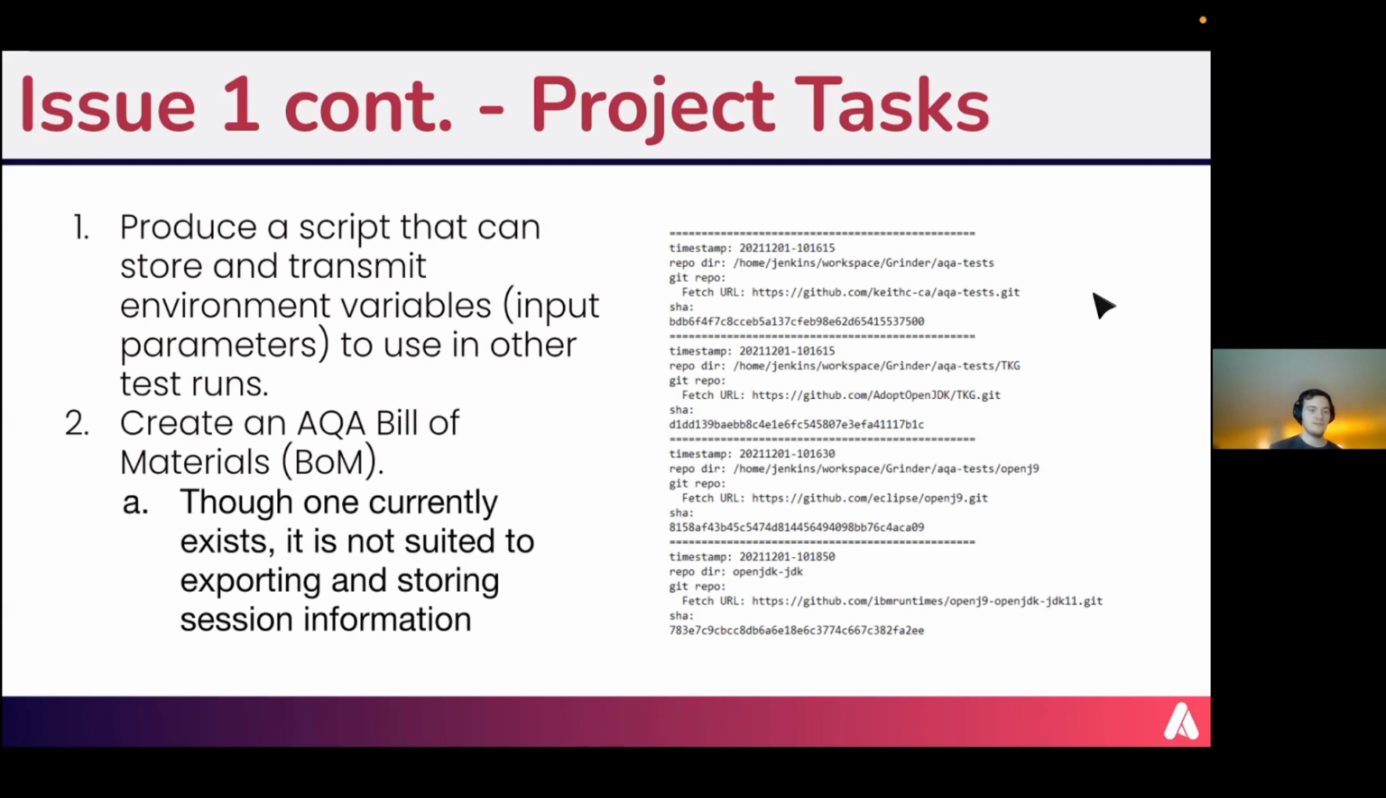And so as I said before, with this test.env.properties file, we wanted to store and transmit these environment variables or input parameters using this file. We also wanted to create a bill of materials, which is essentially just a more formalized test.env.properties file containing those input parameters, but also a few other pieces of information that might not be necessary for that run, but would let the developer have a better understanding of what actually occurred in that test session that failed.